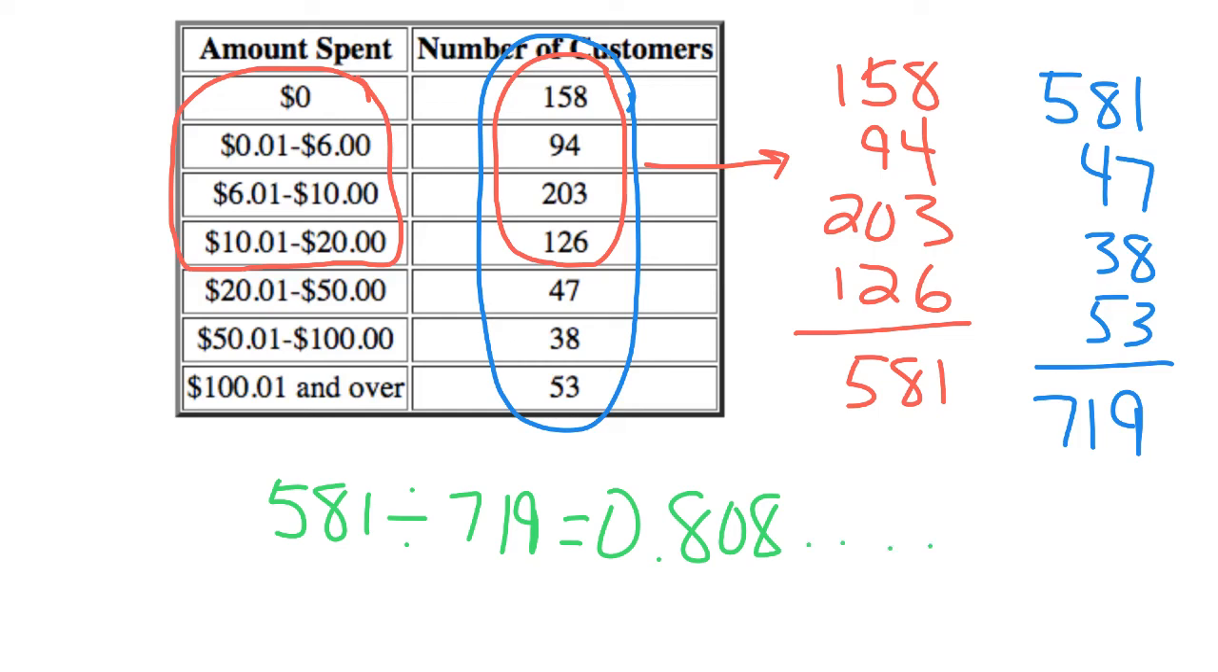Now we need to round to the nearest hundredth. So this is the hundredth place here, so we're going to look to the right. That's an 8, which means that 0 is going to increase by 1, so it becomes 0.81. That is the probability that customers will spend less than $20.